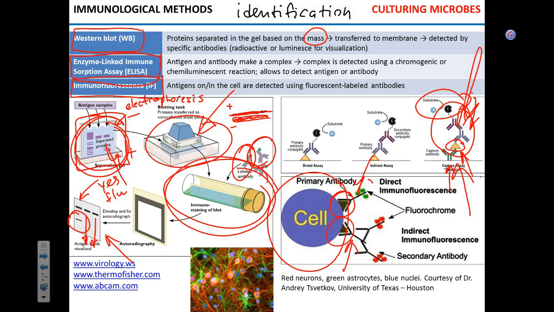Now, what is the advantage? Well, look at this picture. It's a friend of mine, really good friend of mine, sent me this picture. It's an example of immunofluorescence. You know, red cells are neurons, green cells are astrocytes, and the nuclei are colored blue. You can make different colors, use them in the same sample.